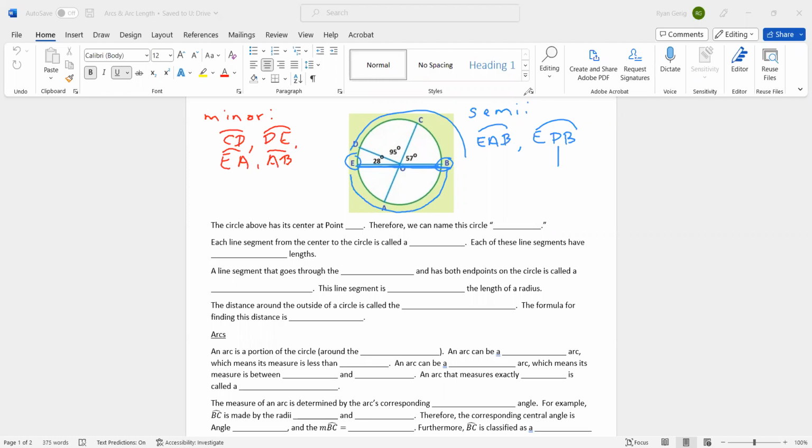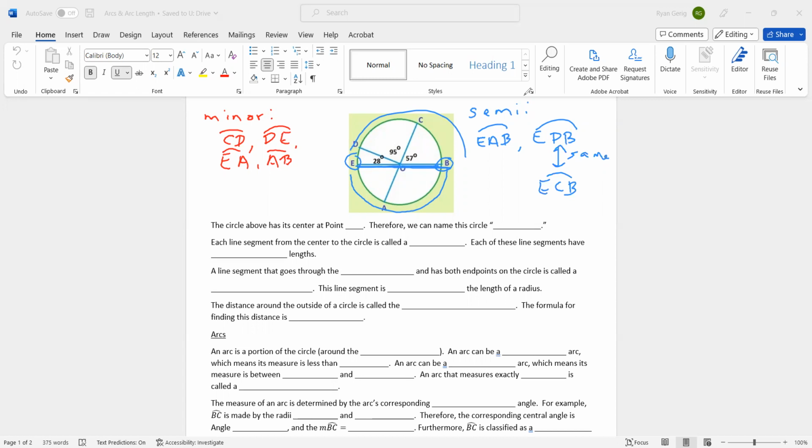I could name that same semicircle ECB. Those are the same. They are not different semicircles because they're starting at E and ending at B and have the middle letter in the same direction as D.